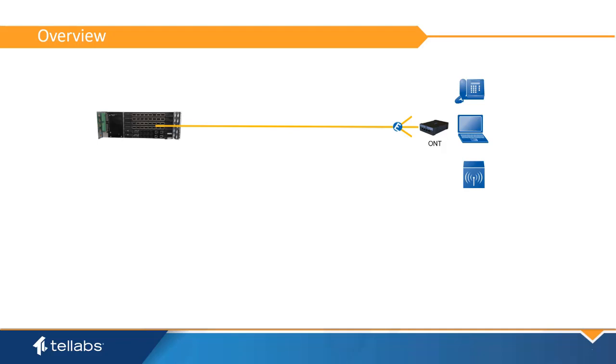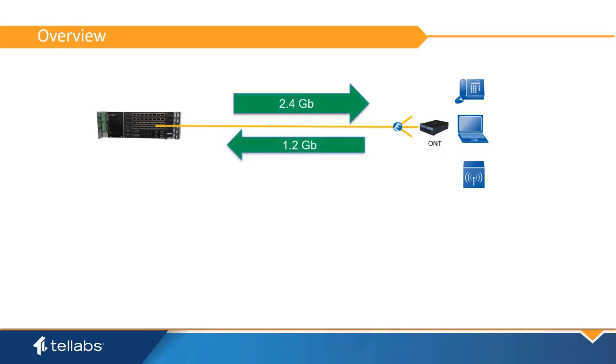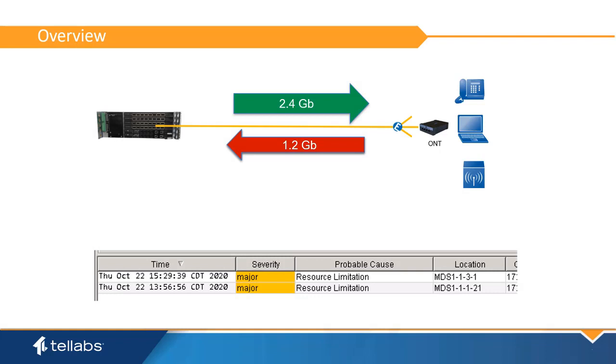Considering that GPON is 2.4 gig downstream and 1.2 gig upstream, extra care must be taken to make sure that the bandwidth for the PON port is not overallocated. Overallocating bandwidth on the port can cause uniport services to shut down inadvertently. Bandwidth overallocation will cause a resource limitation alarm. A better understanding of the dynamic bandwidth assignment process is required to avoid unintended outages on the network.